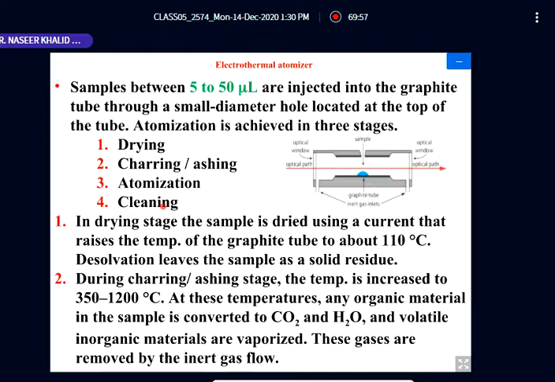And the next stage is the cleaning. After the atomization stage, we increase the temperature many times, for example, 100 to 300 degrees centigrade above the atomization temperature, so that if there is some residue, it is eliminated. And again, this could be achieved by passing an inert gas through it at high speed. So the flushing of the inert gas will help us in the cleaning process.